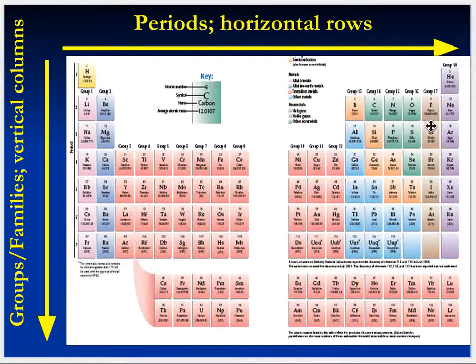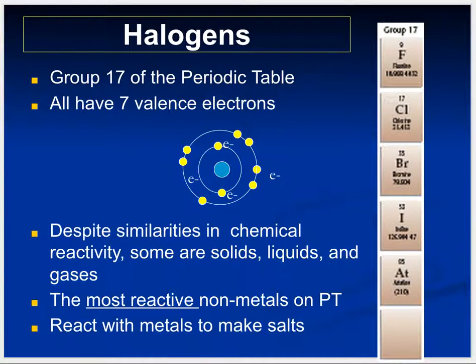Then you come over here to group 7, and this is the group that's the most fun. These are called the halogens. So let's go to where the halogens are. They start with fluorine. These ones have 7 valence electrons, meaning that their outer shell is almost completely filled. And despite the similarities in chemical reactivity, some of these are solid, some of these are liquid, and some of these are gas. But these are the most reactive nonmetals on the periodic table.